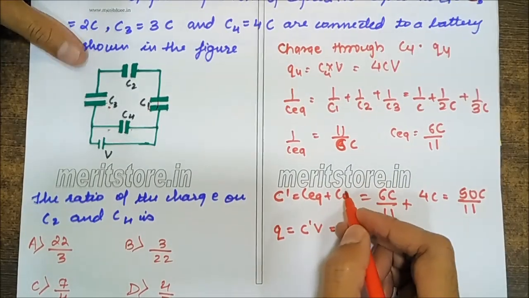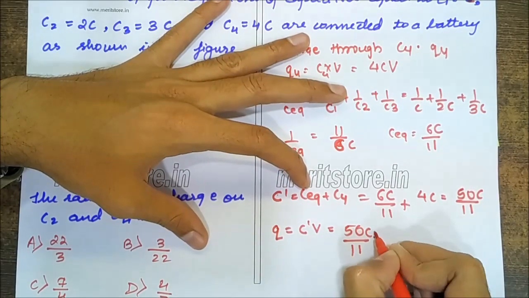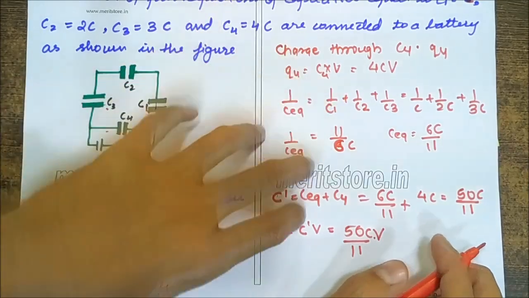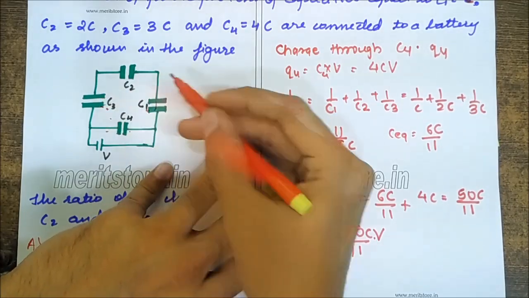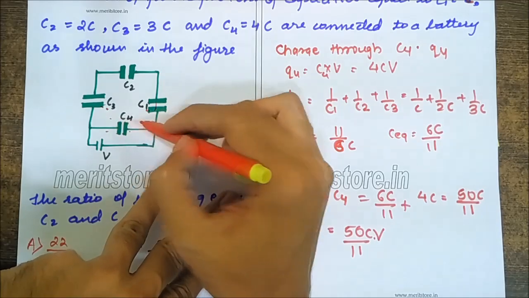So that will be given by the total capacitance, which is 50C upon 11 into V. Okay, this is the total charge we found out. Now the total charge flowing through C1, C2 and C3 will be the total amount of charge flowing through all of them minus the total charge across C4.